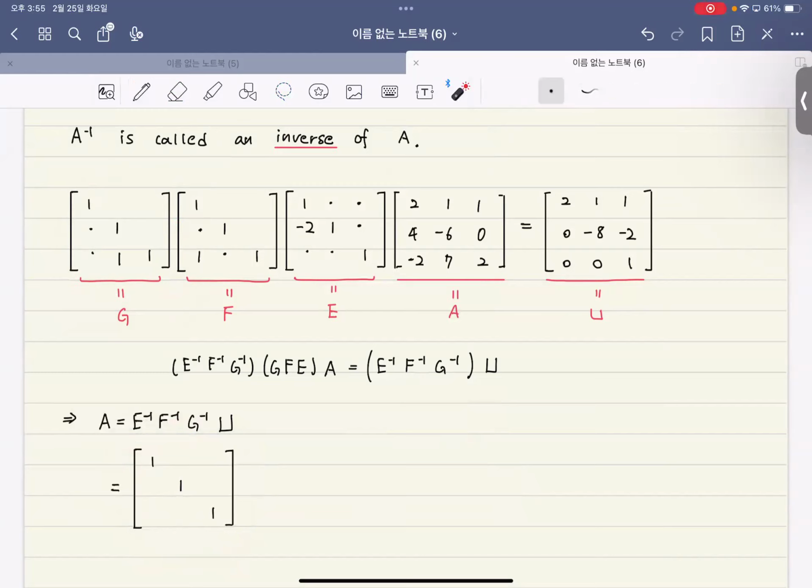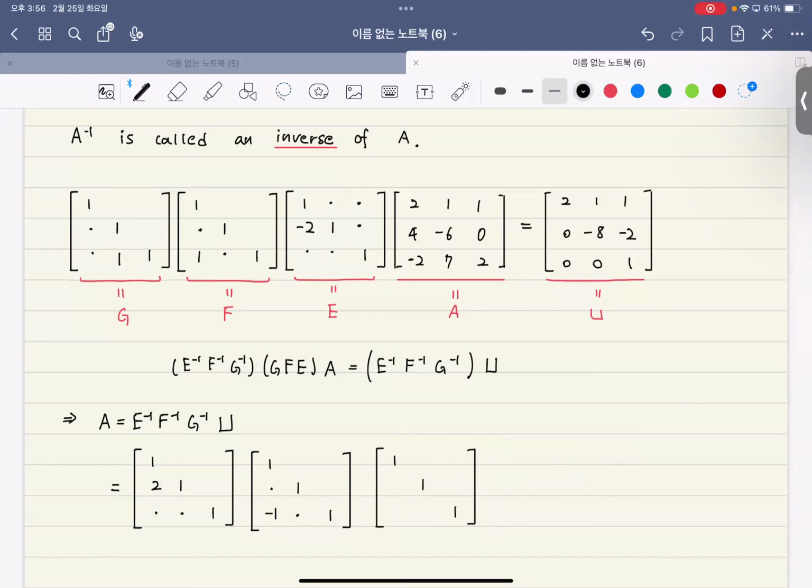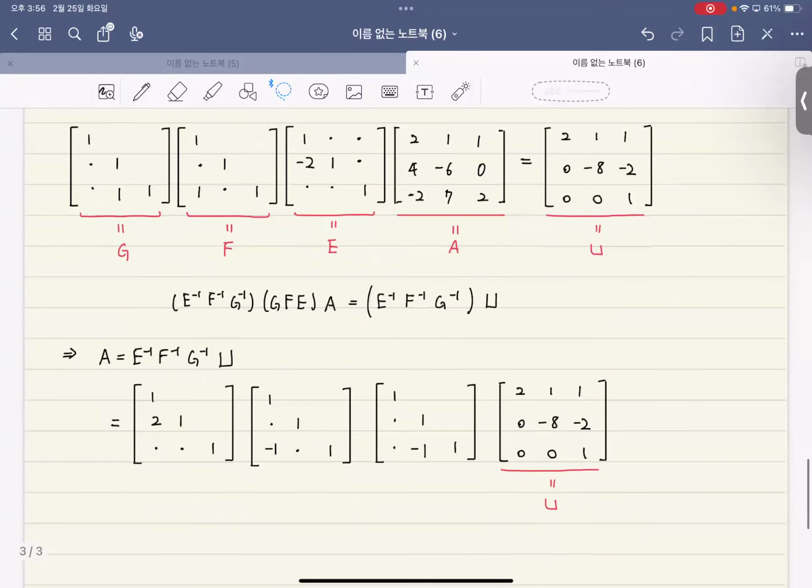Okay. What is E inverse? This is E. Therefore, E inverse must be, just take the opposite sign. This is E. This one must be E inverse. And in the same way, F inverse must be this. And G inverse must be just like that. Okay. And everything is followed by this upper triangular matrix here. Okay. Good.